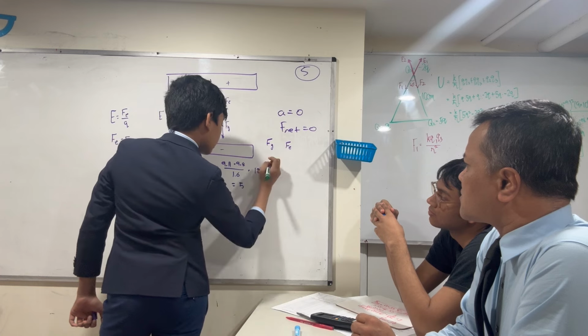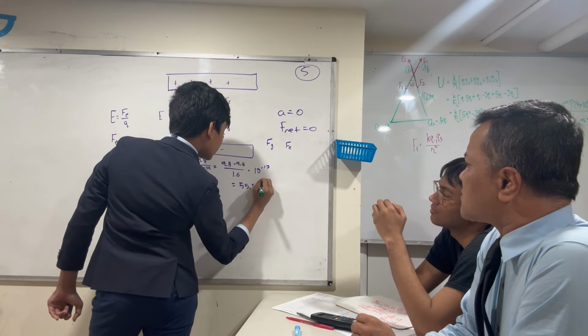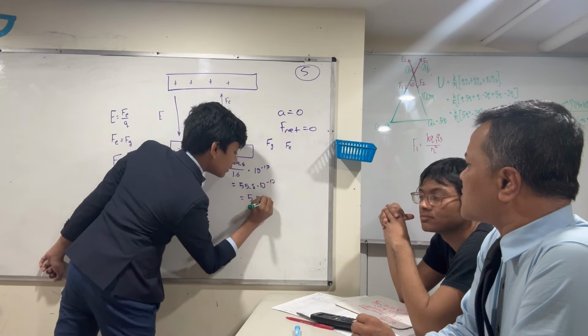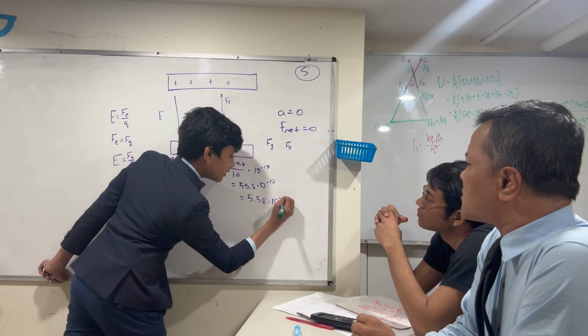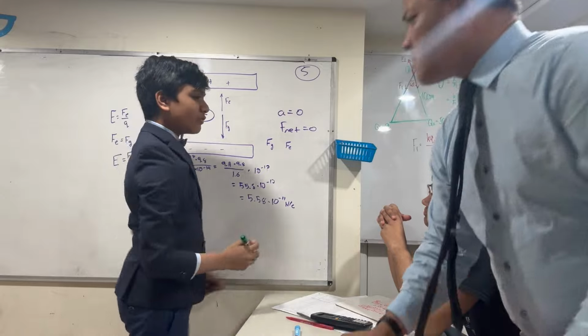Because what you actually get on the other end of this is 55.8 times 10 to the minus 12, which reduces down to 5.58 times 10 to the minus 11 newtons per coulomb. Yeah, you're right. Which is rounded to 5.6 for this.